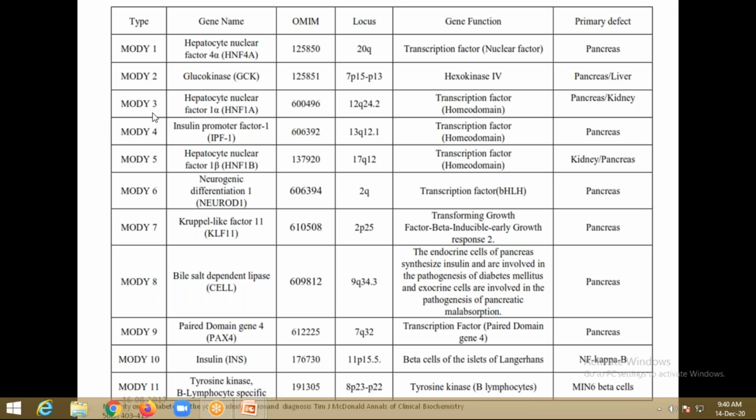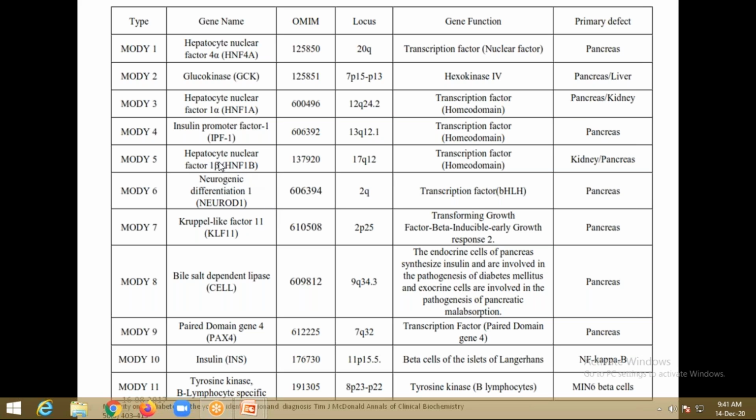Okay, and then coming to MODY 3, that is HNF1 alpha, on chromosome 12q, and it is a transcription factor as well, and it also involves the pancreas and kidneys. Kidneys, where they are involved, can be an MCQ in MODY 3. And then coming to MODY 4, insulin promoter factor 1, IPF1, and it is a transcription factor domain, and it is involved in the case of pancreatic problems.